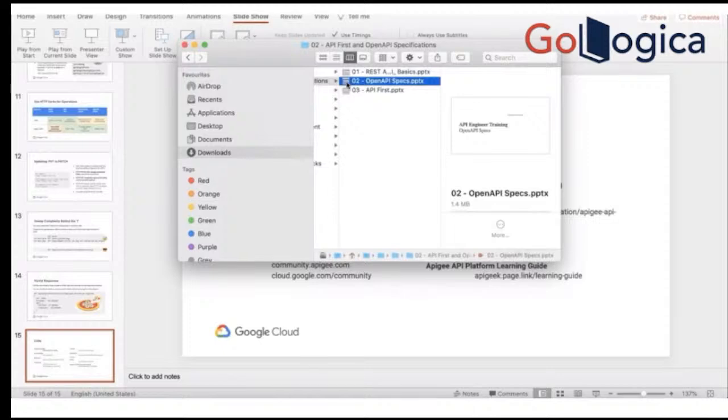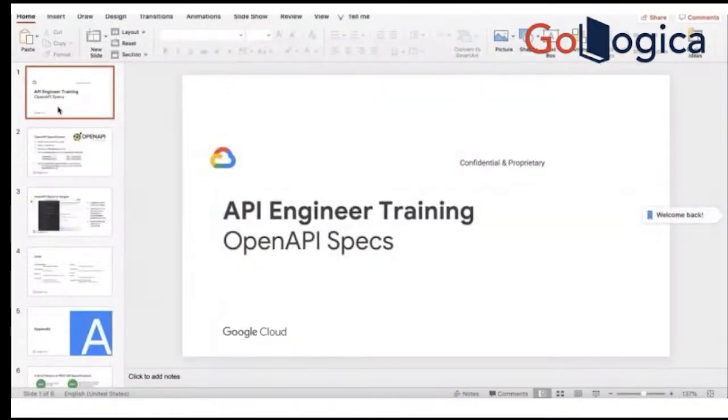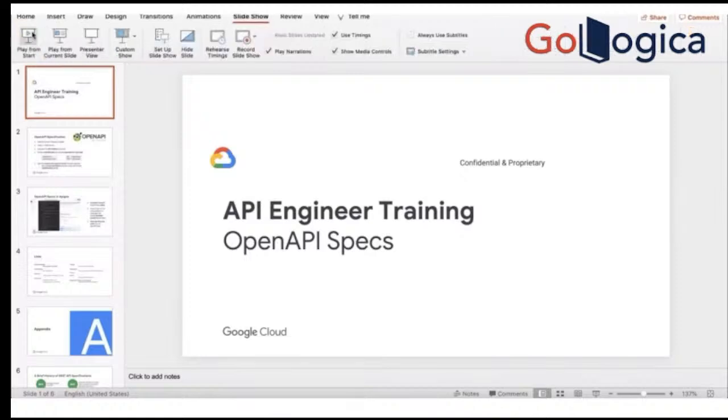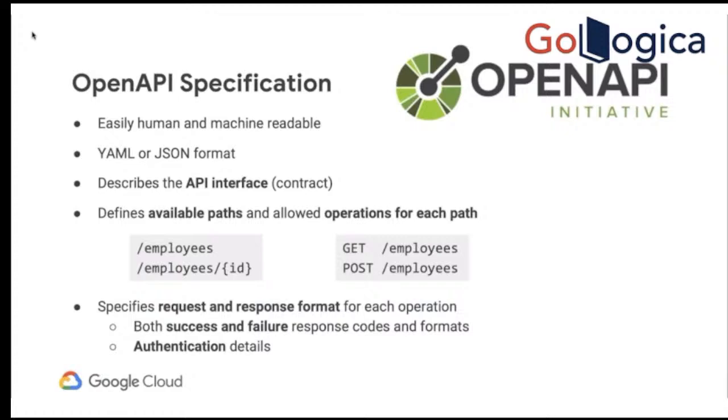Now, before we end, we'll quickly cover this thing. This will be a very small part. So OpenAPI specs is the standard to define all the API design. It is not just on Apigee. For every company, they use OpenAPI specification.